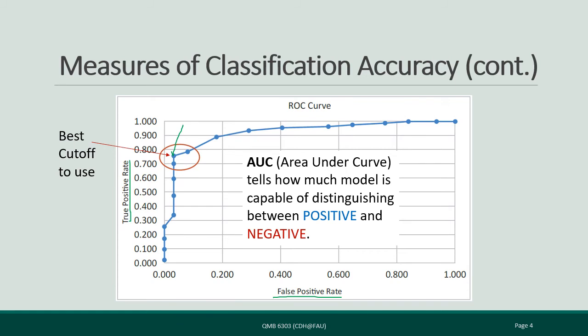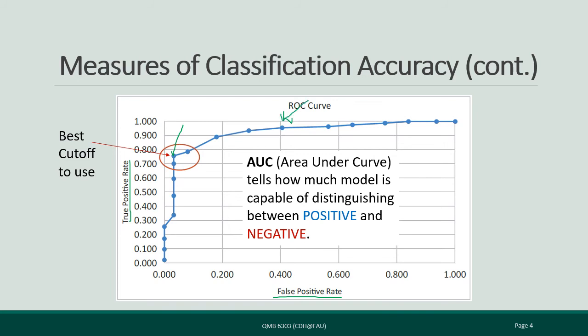Why? Because at this point, if we use, let's say, about 75% as the cutoff, then the true positive rate will be 75%, and the false positive rate will be pretty low, probably less than 5%. But if we use any other point as a cutoff, then maybe we can increase the true positive rate. Let's say at this point, the true positive rate is very high, right? Over 90%.